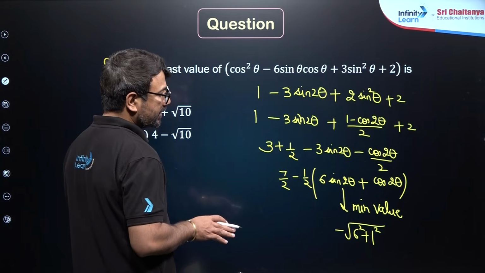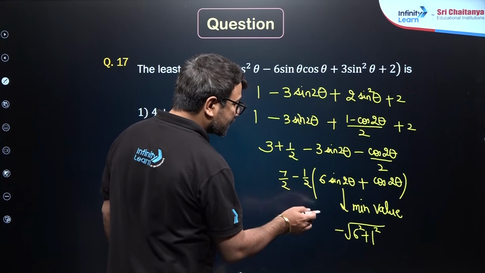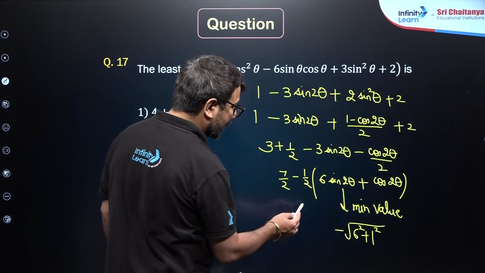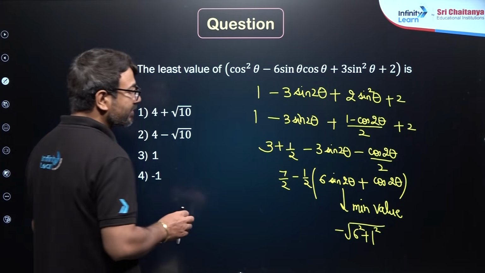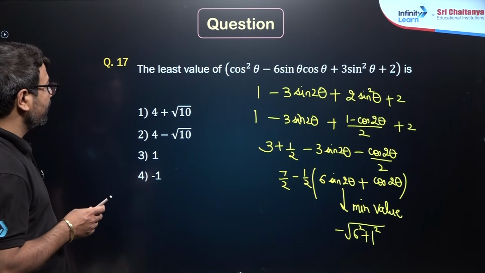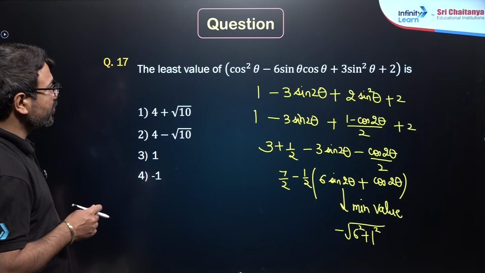Is it clear? And this square root of 37 is multiplied by half and then subtracted from 7 by 2. But this is not matching with any of the options over here.